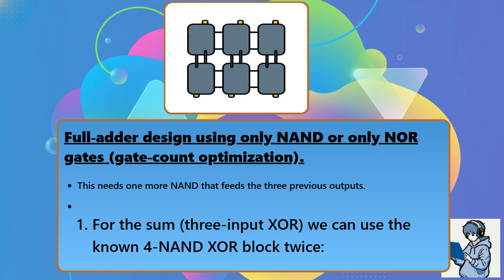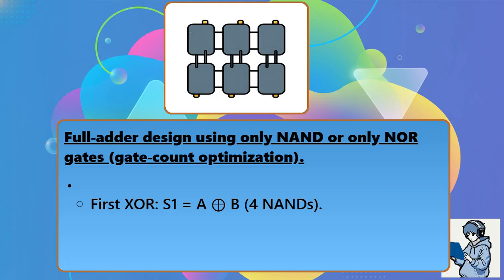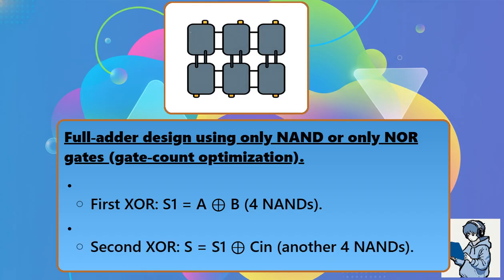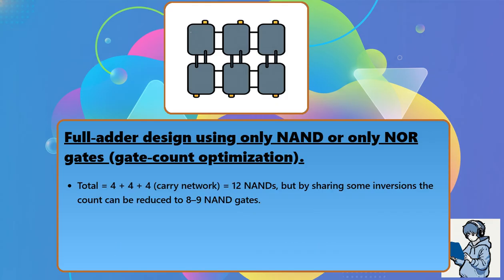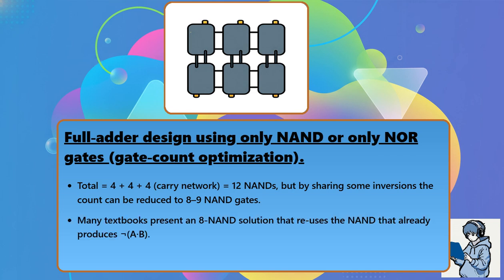3. For the sum, a 3-input exclusive OR, we can use the known 4 NAND exclusive OR block twice. First exclusive OR, S1 equals A exclusive OR B, 4 NANDs. Second exclusive OR, S equals S1 exclusive OR Cin, another 4 NANDs. Total equals 4 plus 4 plus 4. Carry network equals 12 NANDs. But by sharing some inversions, the count can be reduced to 8 to 9 NAND gates. Many textbooks present an 8 NAND solution that reuses the NAND that already produces not (A and B).